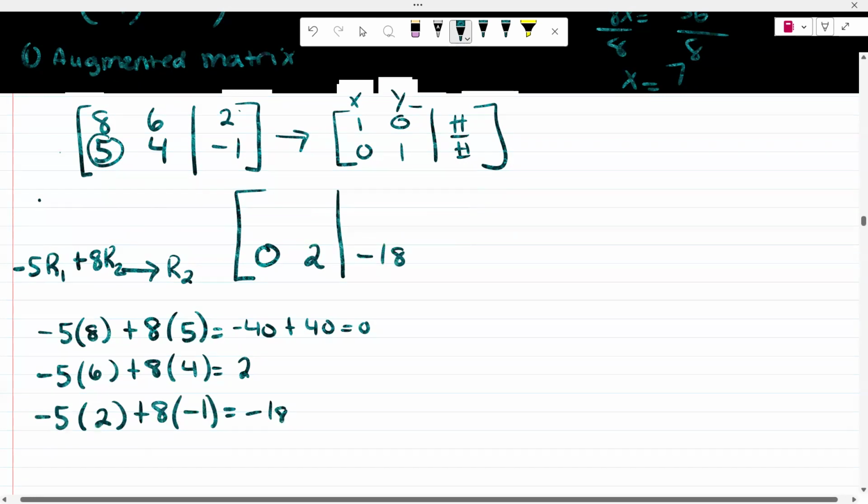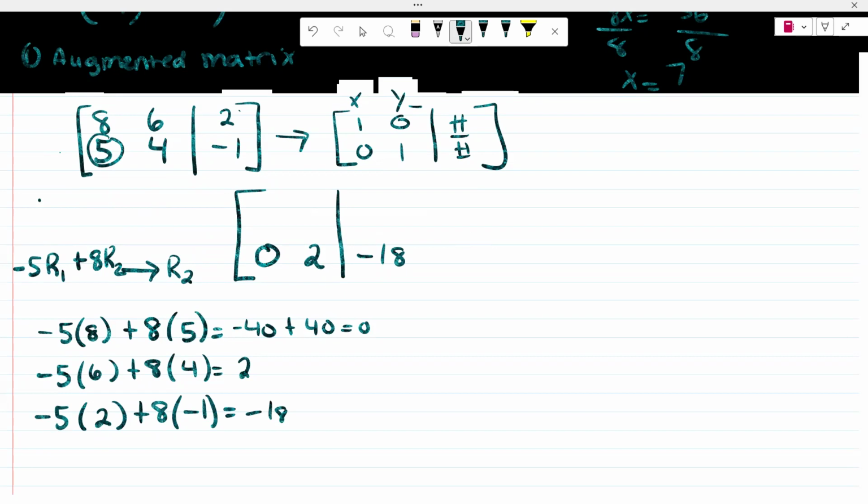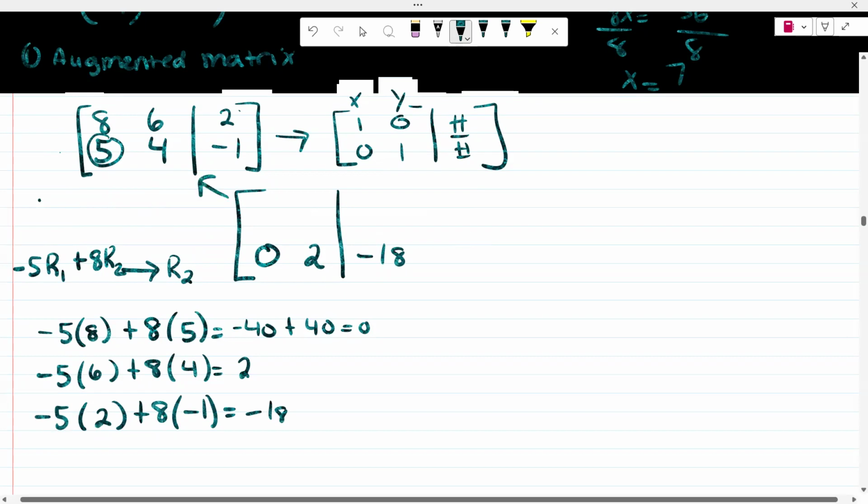And then we didn't mess with row 1, so what you're going to do is rewrite row 1 originally. So our original row 1 was 8. So sometimes you have to go back to your previous matrix, right? Go to the previous matrix. Do not start from the beginning matrix. And you'll see what I mean when we do more of these. So our previous matrix of row 1 was 8, 6, and 2.